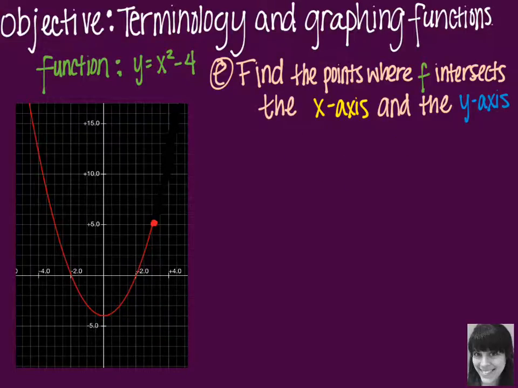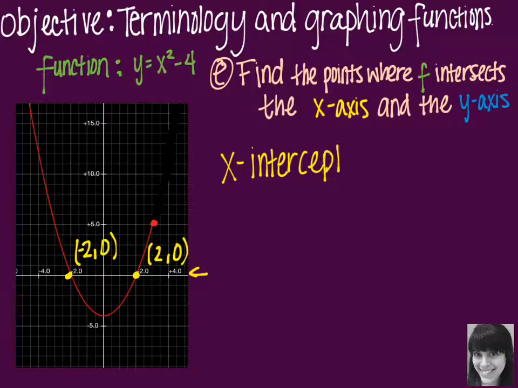We want to find the points where f intersects the x-axis and the y-axis. So we call these our x and y intercepts. The x-axis is this line right here, and the function crosses here and here. So these points are (-2, 0) and (2, 0). So the x-intercepts are at (-2, 0) and (2, 0).